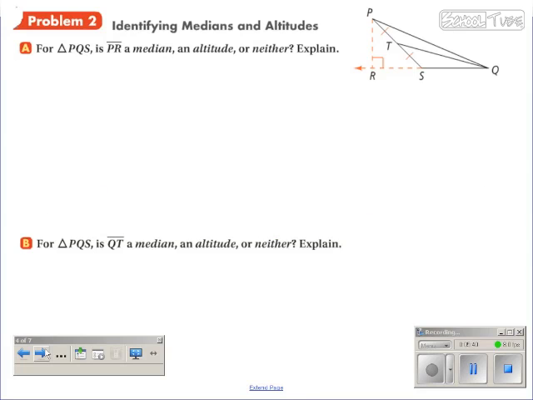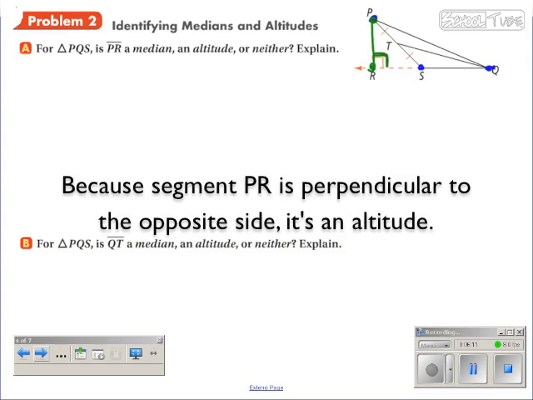Now we're using some of those vocabulary words. We need to know the difference between a median and an altitude. So for letter A, looking at triangle PQS, it says, is PR a median, an altitude, or neither? And I hope you recognize that PR goes to the opposite side of the triangle if you extended it out, and it is perpendicular. So therefore our correct answer is that it is an altitude.